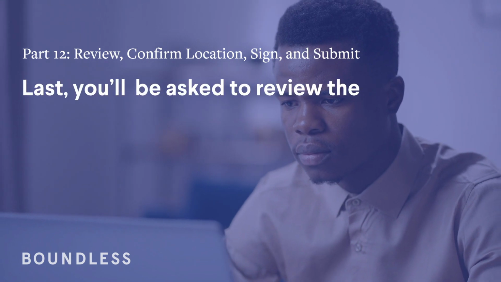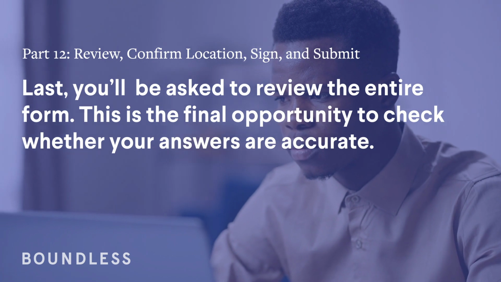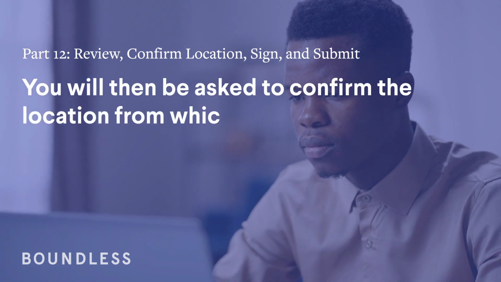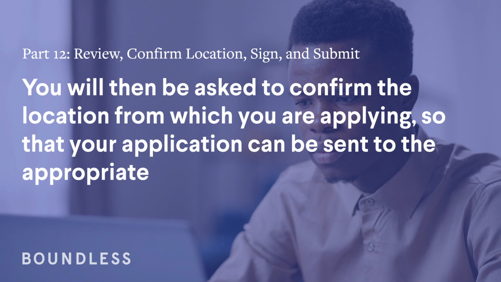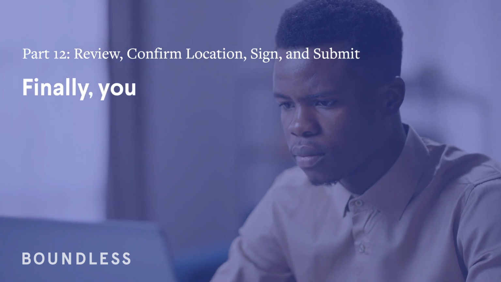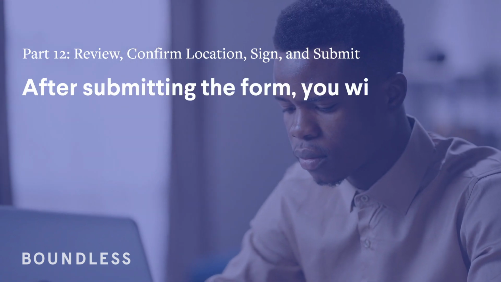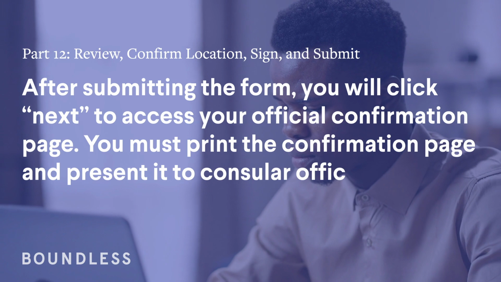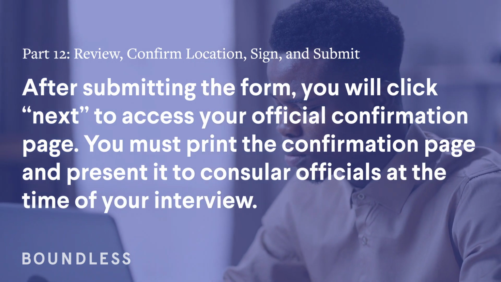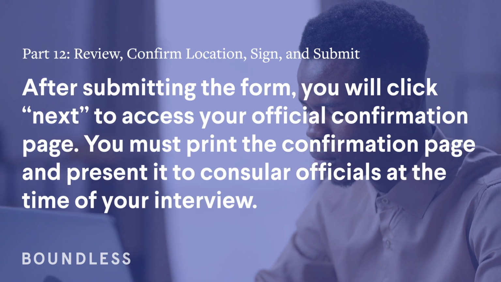Part 12. Review, confirm location, sign, and submit. Last, you'll be asked to review the entire form. This is the final opportunity to check whether your answers are accurate. You will then be asked to confirm the location from which you're applying, so that your application can be sent to the appropriate U.S. Embassy or consulate. Finally, you'll be asked to read some terms and conditions, and then submit the form. After submitting the form, you'll click Next to access your official confirmation page. You must print the confirmation page and present it to consular officials at the time of your interview.